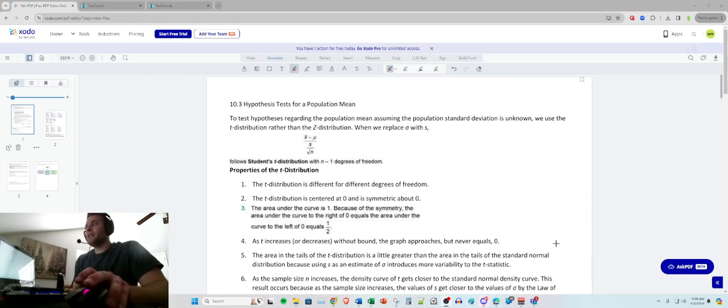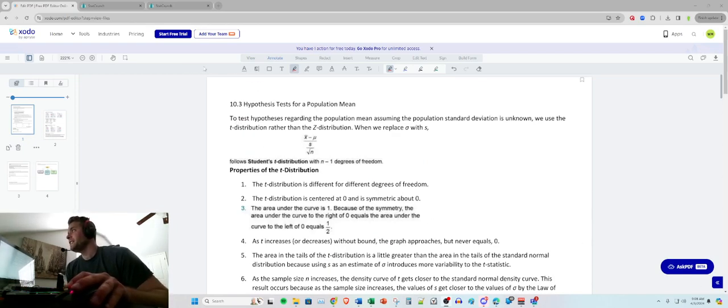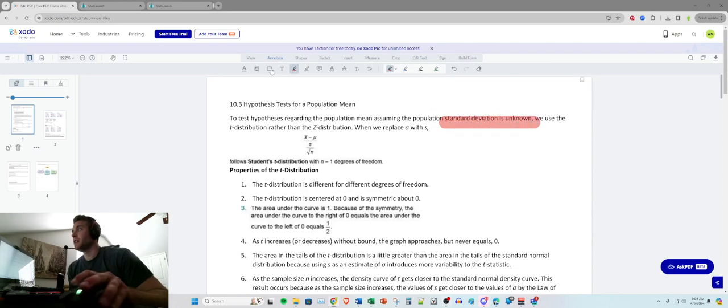Back on the very front page, when we're testing hypotheses regarding the population mean, assuming the population standard deviation is unknown, which is true right here, we don't know what it is. We are going to use the t distribution. Remember we did t intervals rather than the z distribution, and we replace sigma with s.